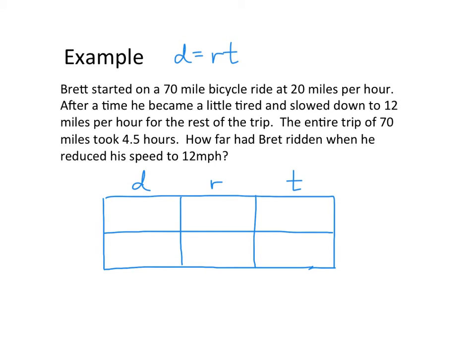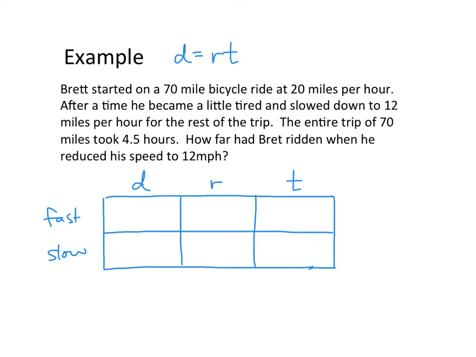Problems like this often come in two parts. They're either two people interacting with each other or one person doing two parts of a journey or something like that. In this case, Brett was going pretty fast and then he got tired and he was going slow. So there are two parts of his journey, a fast part and a slow part. Okay? So we're going to fill out as much of this table as we know.